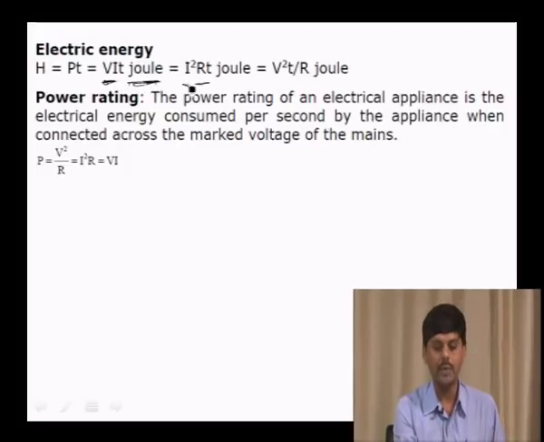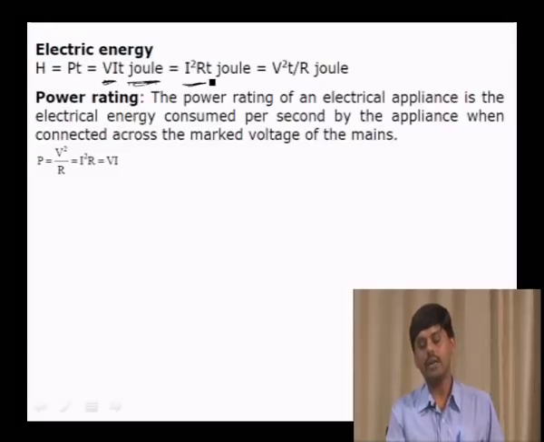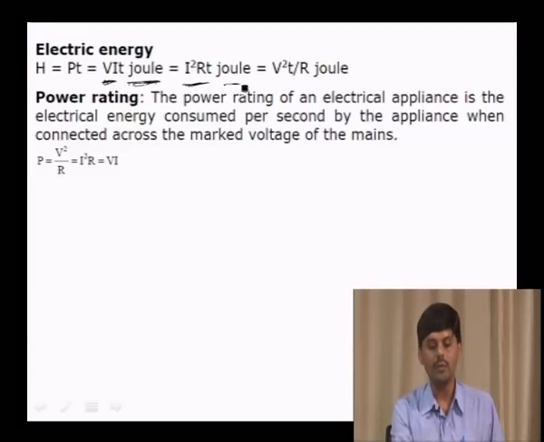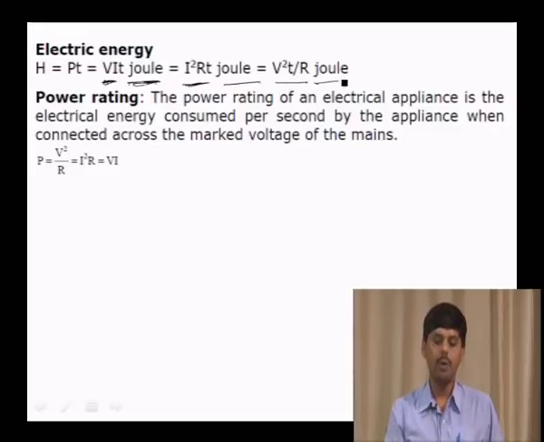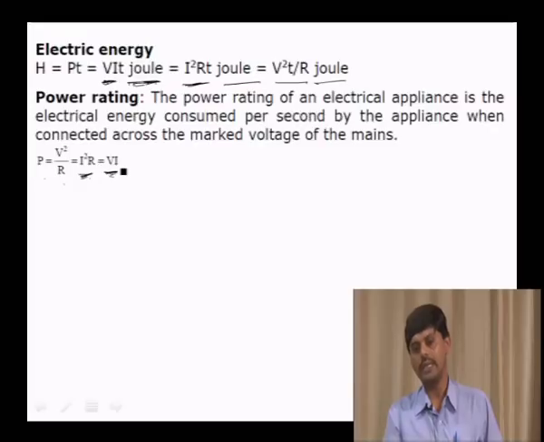Expressed in terms of current, it can be written as I square R into T in joule, and in terms of voltage, V square T divided by R. See, power rating: in bulbs they give the rating, that is 60 watt 220 volt bulb, which is called the power rating. In such cases we calculate the power of the rated bulb. Power is equal to V square divided by R, or I square R, and in terms of both voltage and current, P is equal to VI.